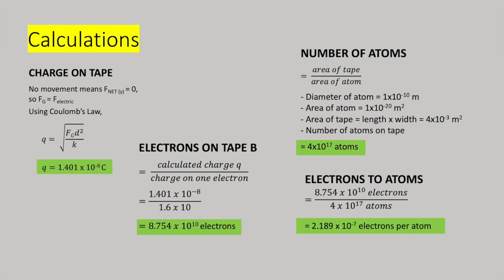Lastly, I found the ratio of electrons to atoms. To do so, I divided my calculated value of excess electrons by atoms found in the previous step to get 2.189 times 10 to the negative 7 electrons per atom.